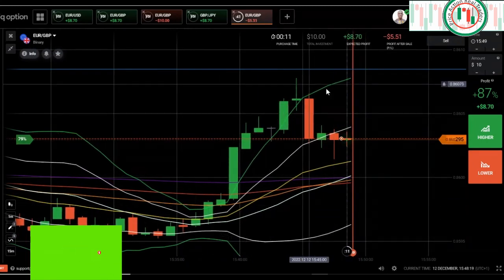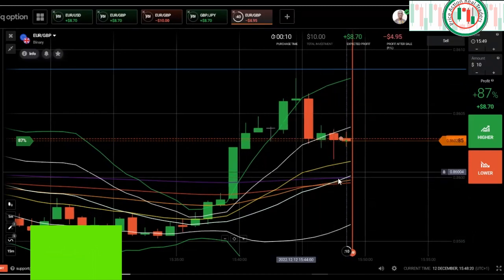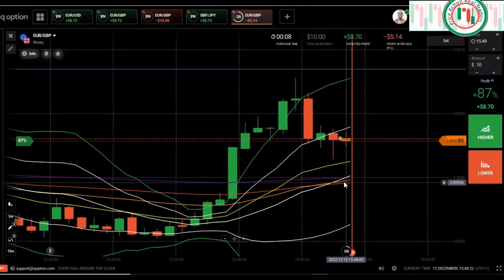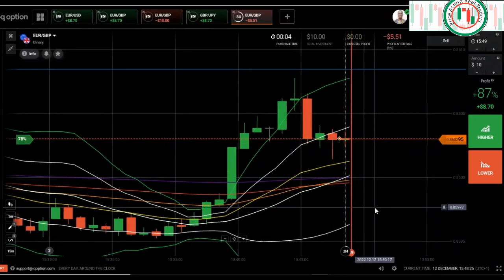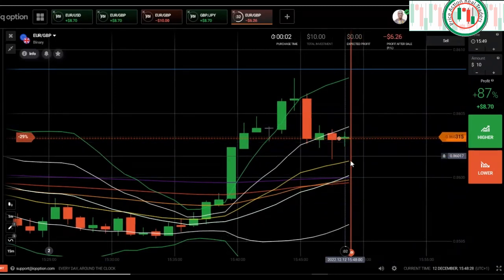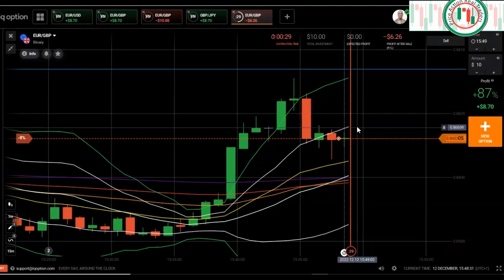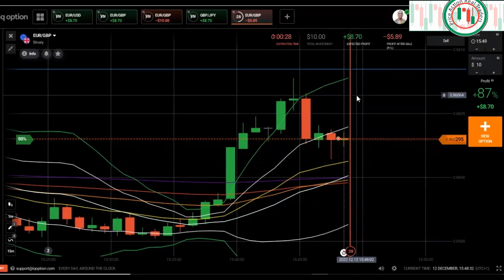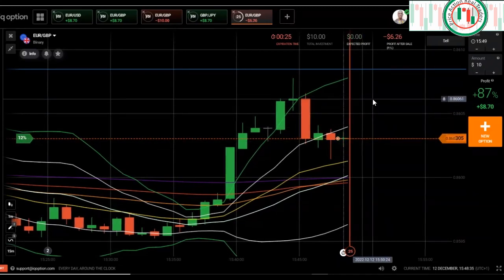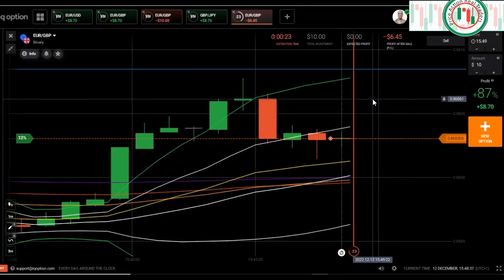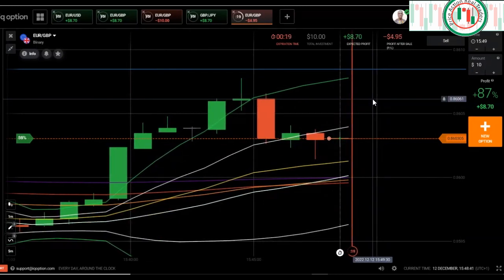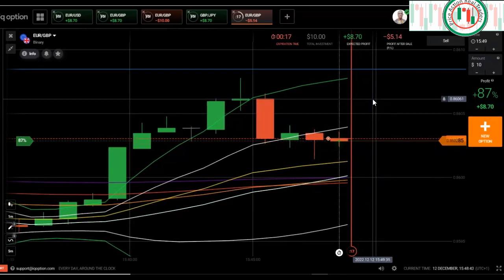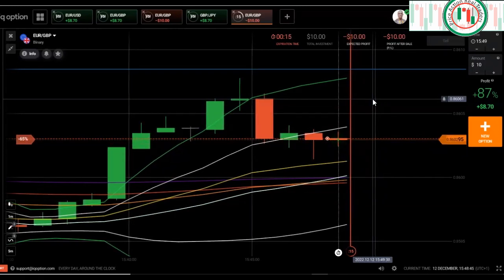After this long uptrend, market has to at least come somewhere here to this 200 EMA, because 200 EMA is flat, so you should expect market to go down here. So that's why I place my trade put option. So let's see. We have 20 seconds, but I know market is going down here.